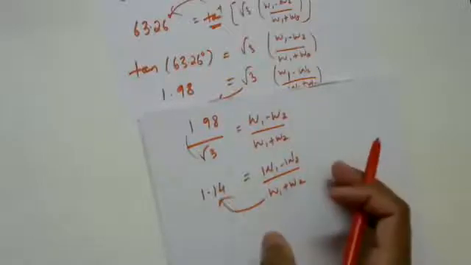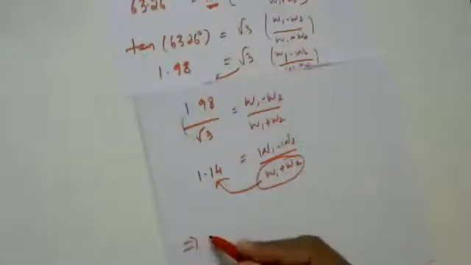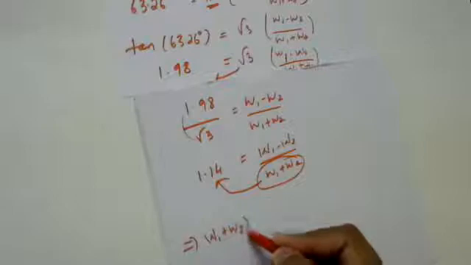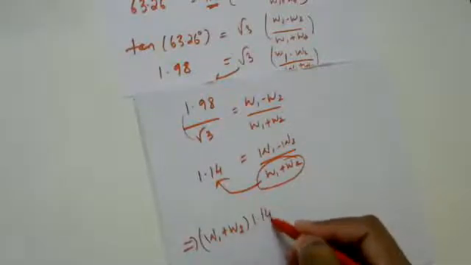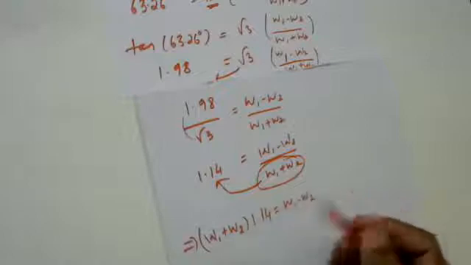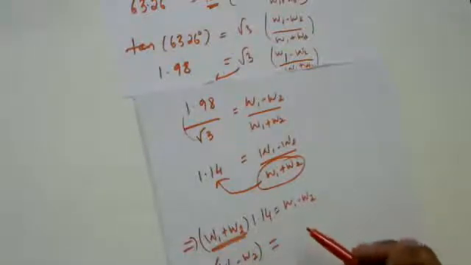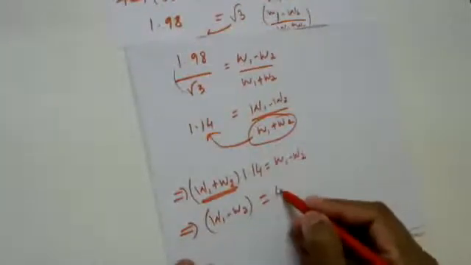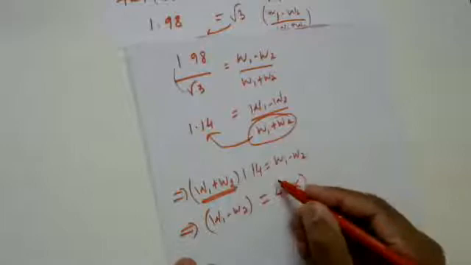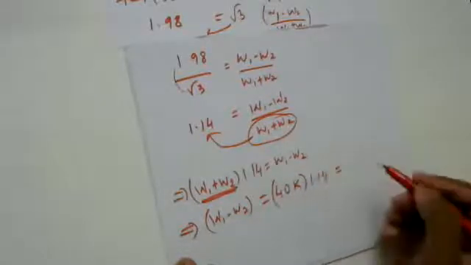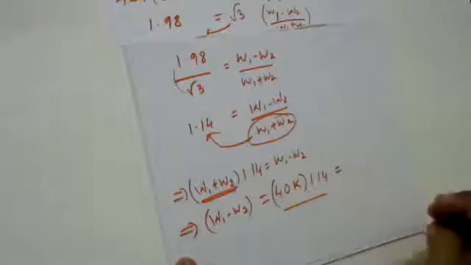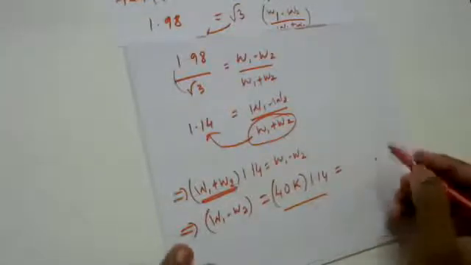Now send your W1 plus W2 from this RHS to LHS. If I send it there, what happens? I know the value of W1 plus W2. So this implies (W1 plus W2) into 1.14 is equal to W1 minus W2. So W1 minus W2 is equal to 40 kilowatts into 1.14. What is this answer? 40k into 1.14 is 45.84.